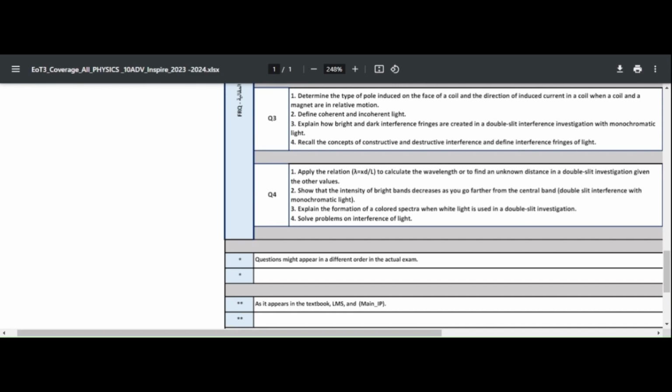For the first one, they will be giving you a case picture, and you have to determine what is the pole which is induced at the face of the coil when the bar magnet is pushed inside the coil or when it's pulled out. So you must be able to describe which direction the magnetic field is produced.